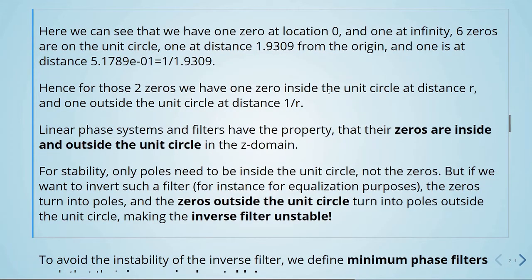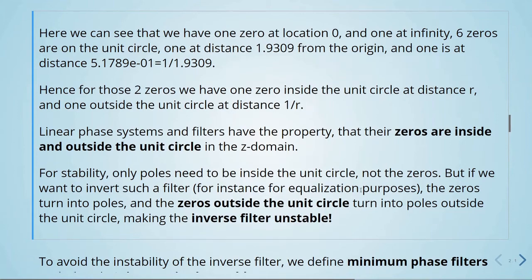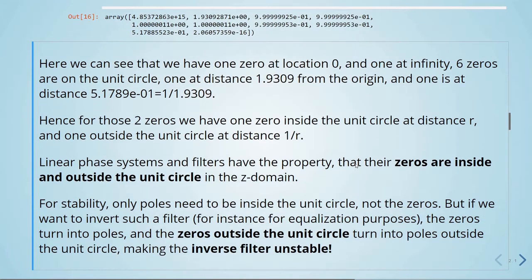So linear phase systems and filters have the property that their zeros are inside and outside the unit circle in the Z domain. For stability, only poles need to be inside the unit circle, not the zeros. But if we want to invert such a filter, for example, for equalization purposes, the zeros turn into poles, and the zeros outside the unit circle turn into poles outside the unit circle, making the inverse filter unstable. So this is a problem that we have.